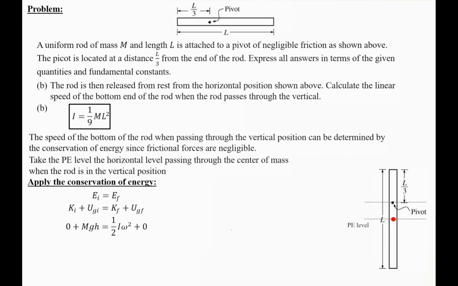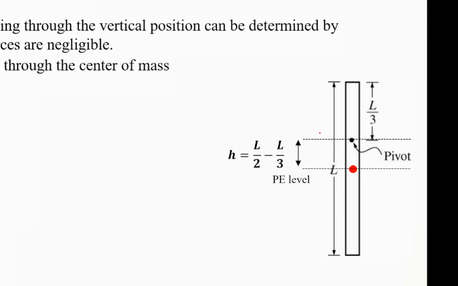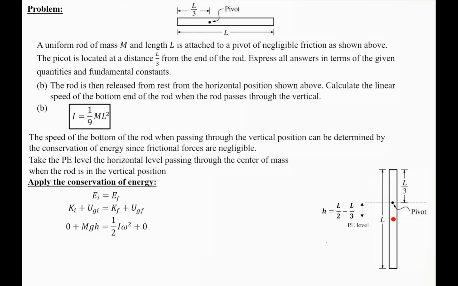So for this reason, h would be given by L over 2 minus L over 3, because remember that initially the rod was in the following position before it rotates and reaches the vertical position. So initially the center of mass here, from the PE level, h is given by L over 2 minus L over 3.